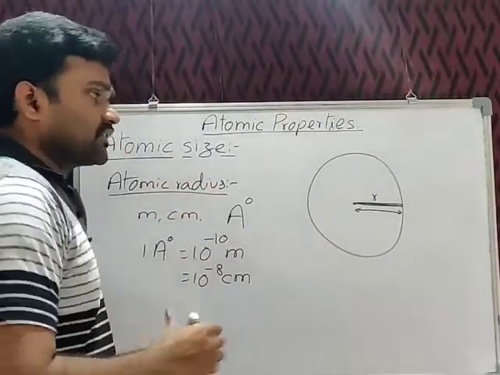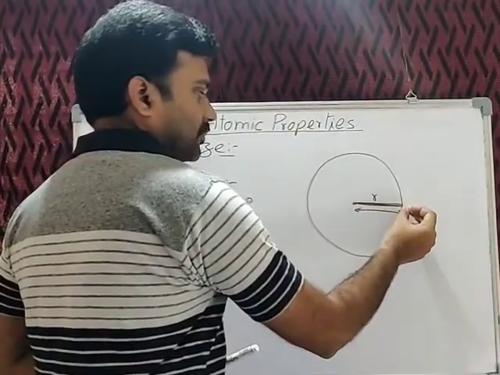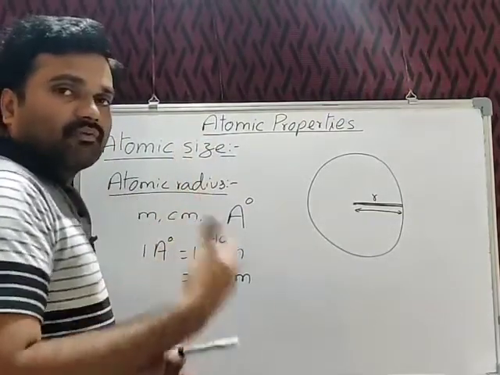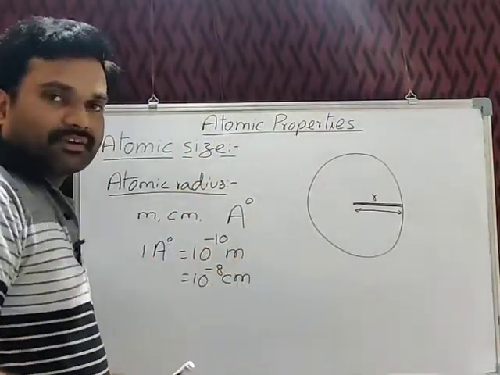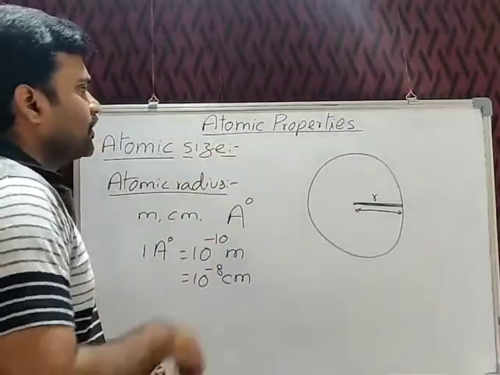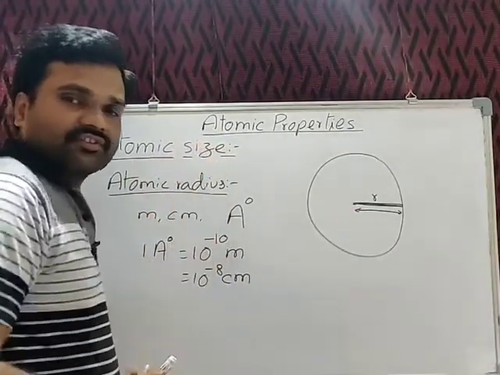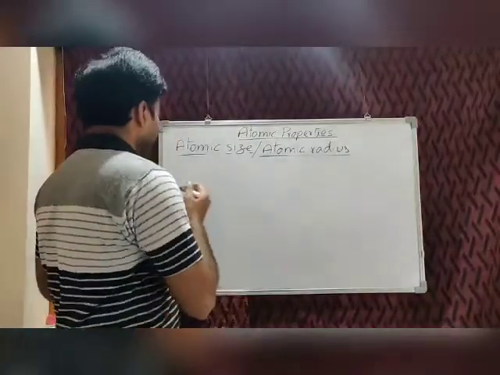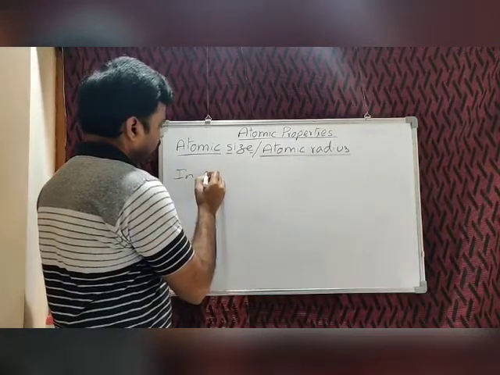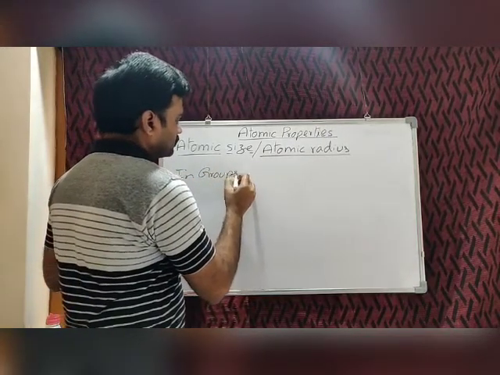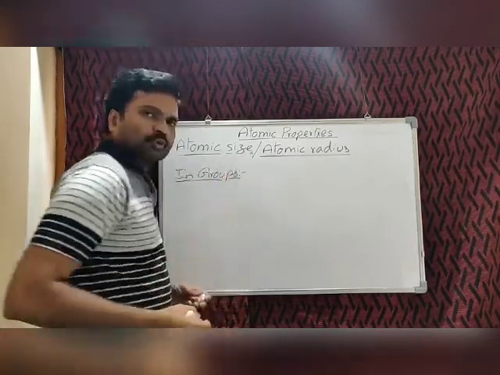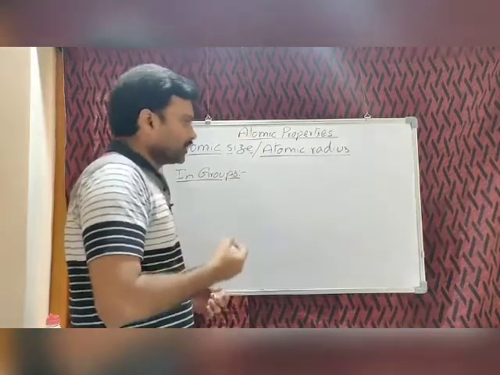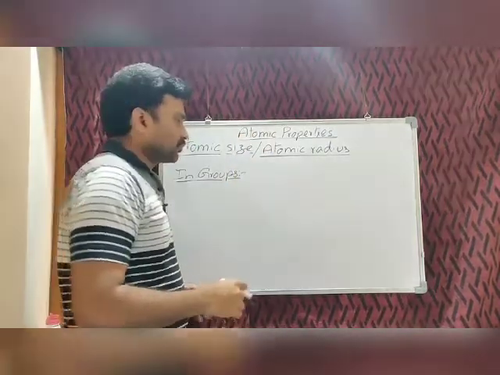The distance between the nucleus and the outermost orbit of an atom is called its atomic radius. Atomic size or atomic volume is expressed in terms of atomic radius. Now let us see how this atomic size or atomic radius varies in the groups and periods of the modern periodic table. First let us consider groups. To understand the variation of atomic radius in a group, let us consider one of the groups in the modern periodic table.